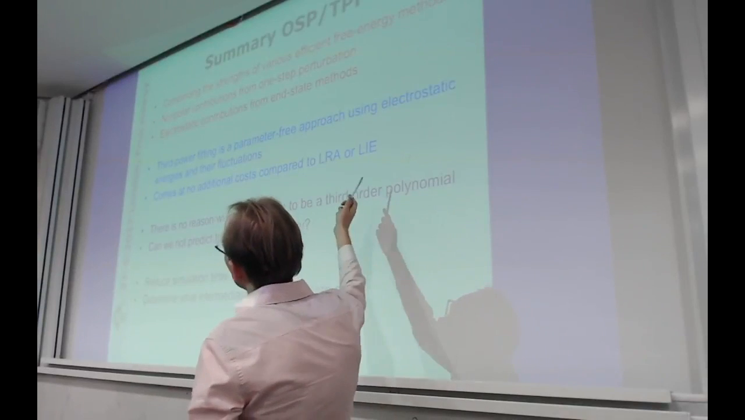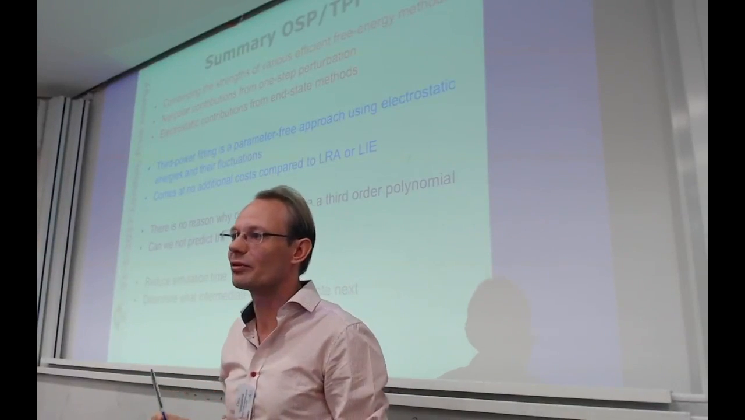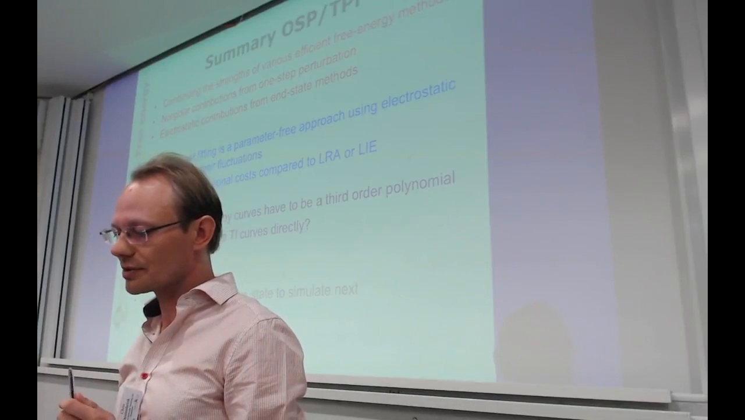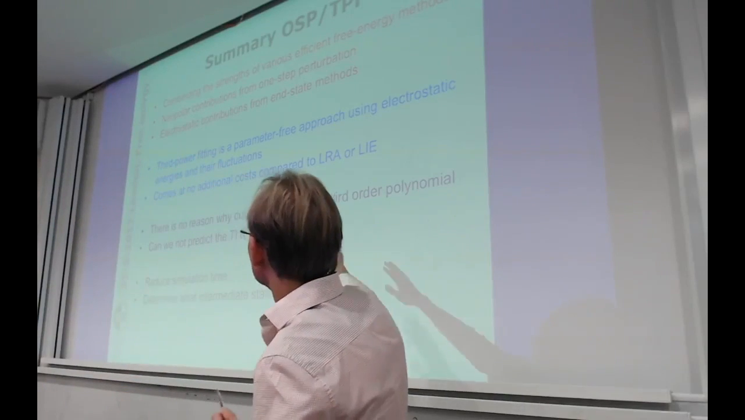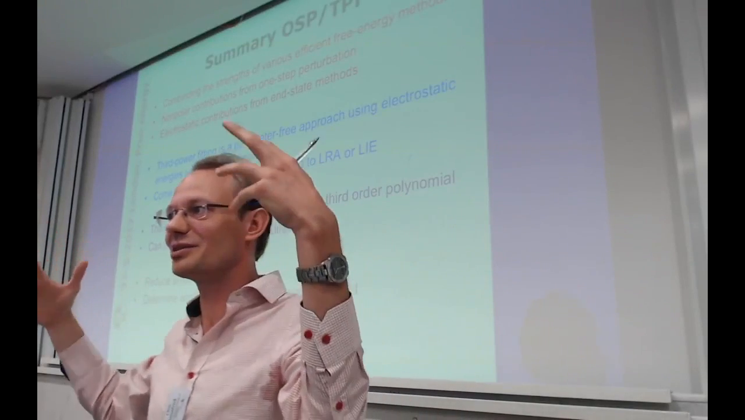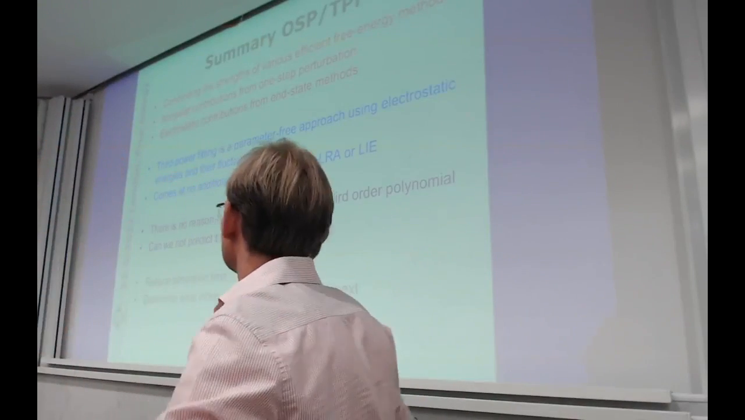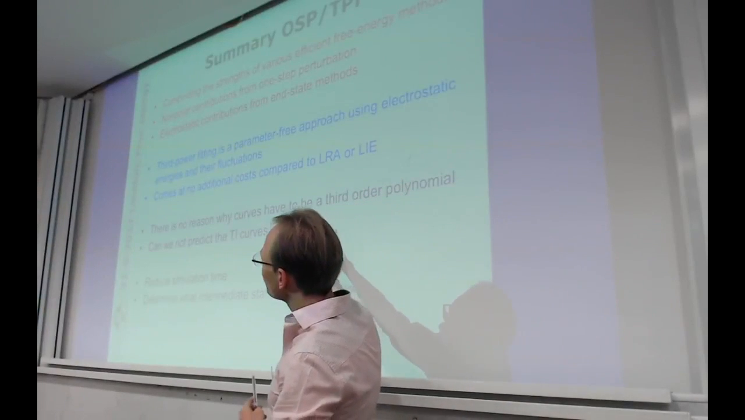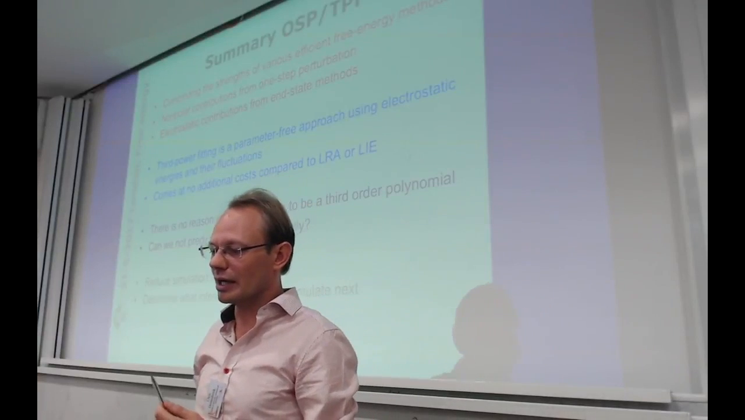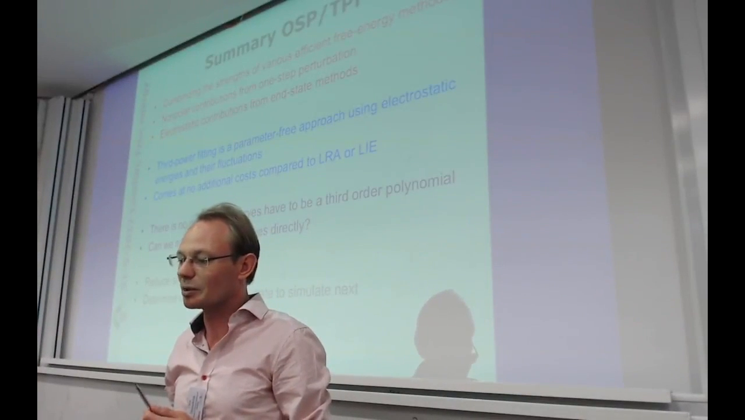And it comes at no additional cost because we just include fluctuation data rather than only the average value of the energies. But, of course, there's no reason why the curve has to be a third-order polynomial. That's just given by the fact that then we have 4 unknowns and we have 4 knowns, basically, so we just leave it. And then we were wondering if we cannot predict the TI curves directly. Can we not do this in a more elegant way, maybe completely?